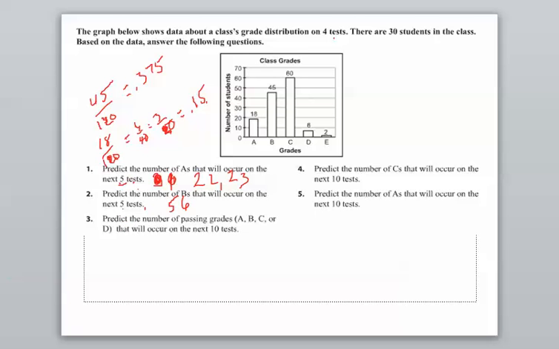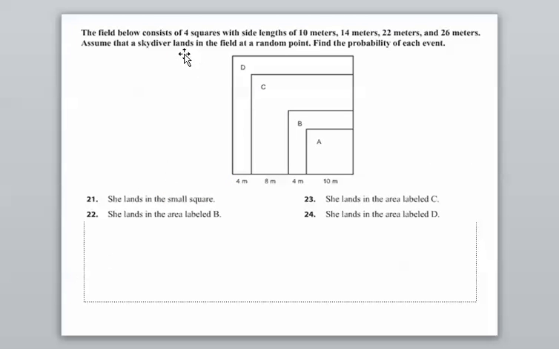Cool? Let's look at one more here. We've got a field below that consists of 4 squares. The side lengths are 10, 14, 22, and 26. You notice how they're just putting the additional amounts in here. Assume a skydiver jumps out of an airplane and lands in the field at a random point. What's the probability she'll land in the smallest square?